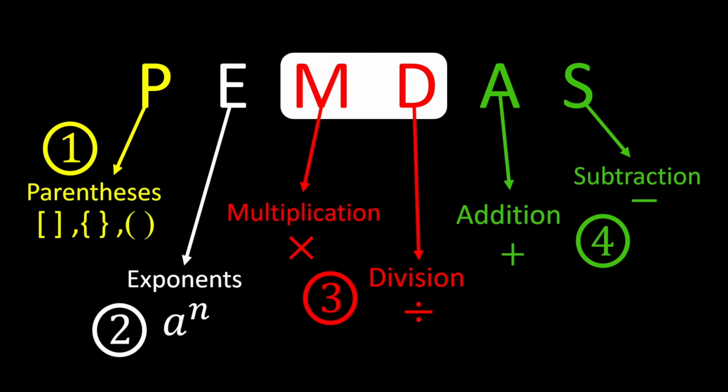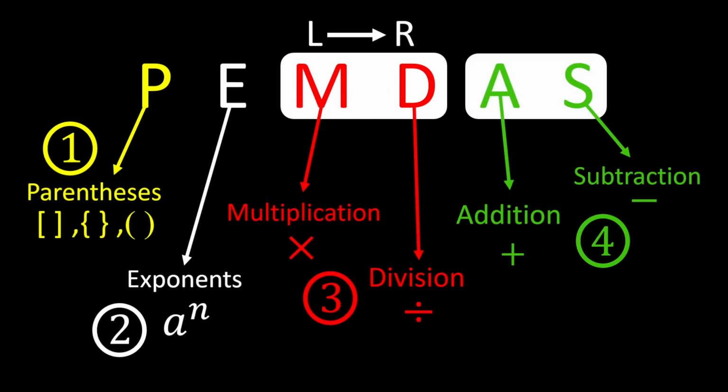Remember that multiplication and division have equal priority. Therefore, in any expression that contains both multiplication and division, we move from left to right and perform whichever operation appears first. The same rule applies to addition and subtraction. When an expression contains both addition and subtraction, we solve them from left to right.